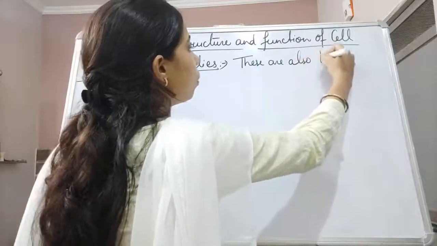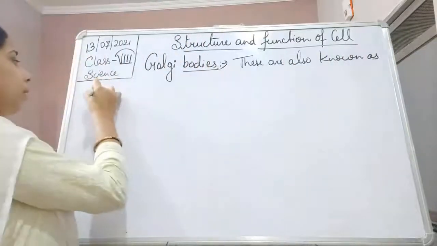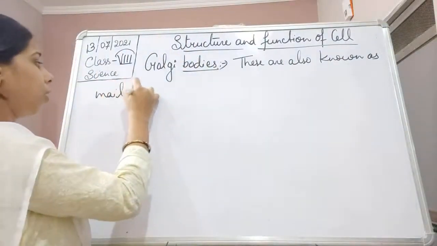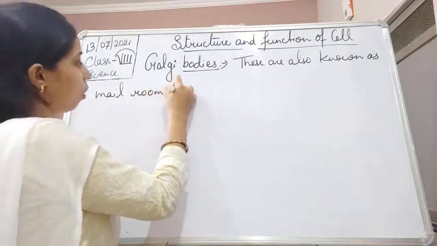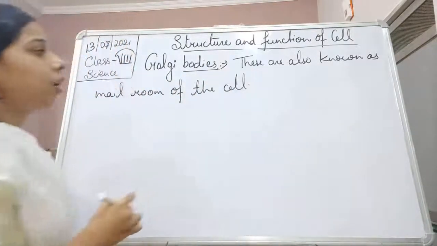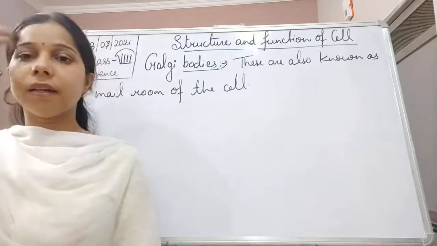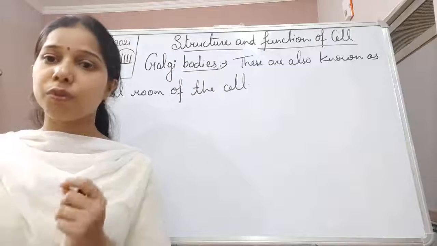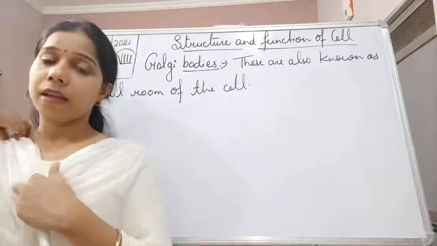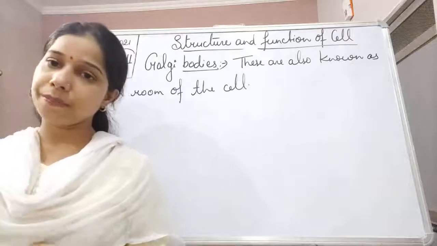Because of that, these are also known as the mail room of the cell. Because of this nature, since it receives and distributes the things that it gets, that is why it is also called the mail room of the cell.